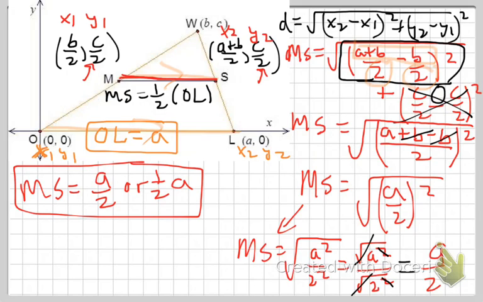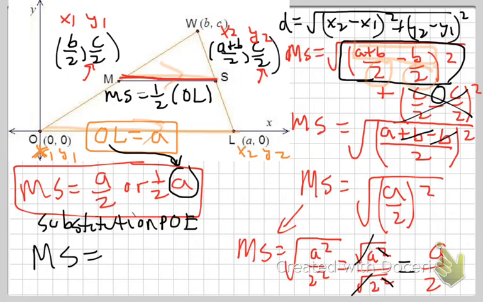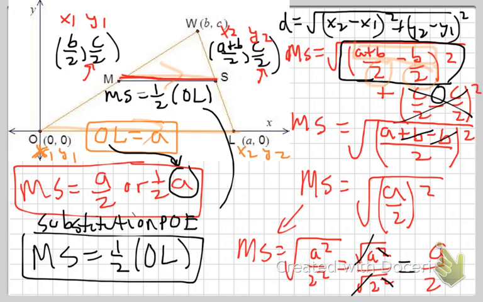And remember what a is? If we use the substitution property of equality, wherever we see a, we can now put OL. So we get MS equals 1/2 OL, which is what we tried to show right here. So we're very happy. We have just proven that the midsegment, MS, is half the length of the bottom side of the triangle, O to L.